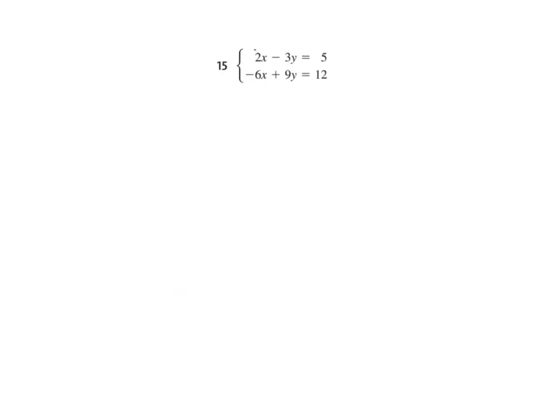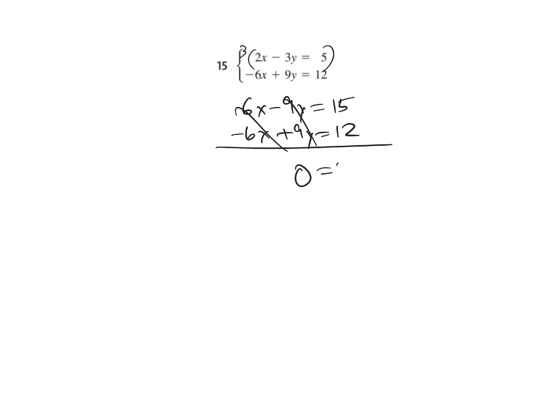Well, let's multiply the top by 3. That's 6x minus 9y equals 15. And you get negative 6x plus 9y equals 12. You add those together, and you get 0 equals 27. So no solution.